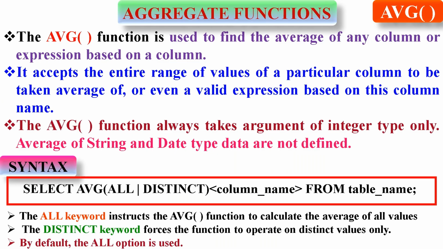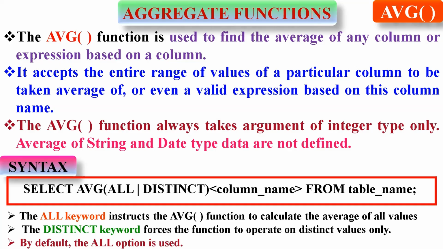The average function is used to find the average of any column or expression based on a column. It accepts the entire range of values of a particular column to be taken average of, or even a valid expression based on this column name. The average function always takes argument of integer type only. Average of string and date type data are not defined.